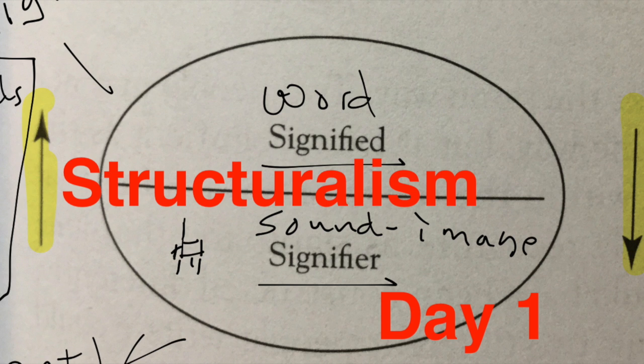The other thing I want to talk about is the arrows moving in both directions. Do you see this? The arrow moving in this direction, and the arrow moving in this direction. So what that means is that when you have a child that you're trying to teach language to, you will point to the chair and you will say chair. What you're doing in that instance is you're starting with the sound image, and then working backward to the word. So it works in both directions.